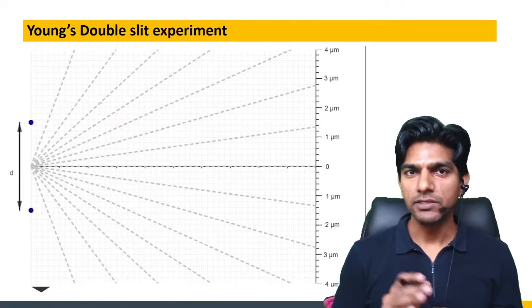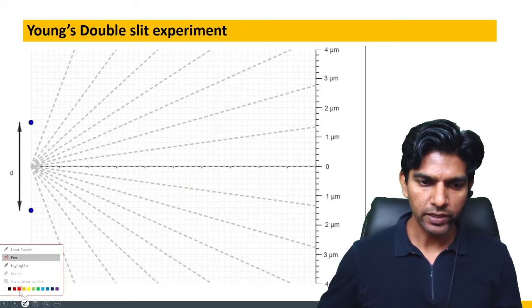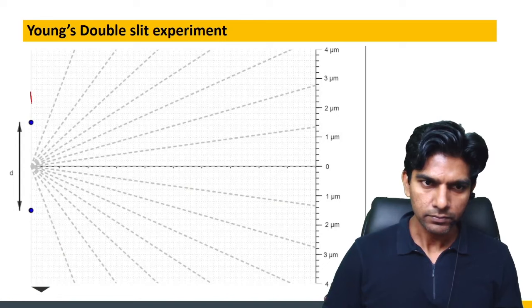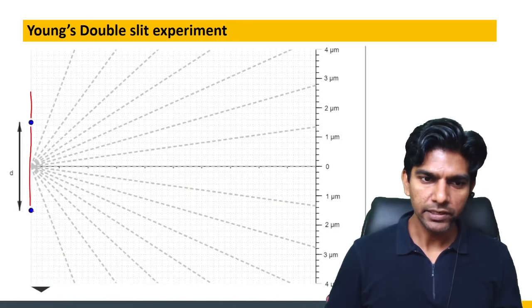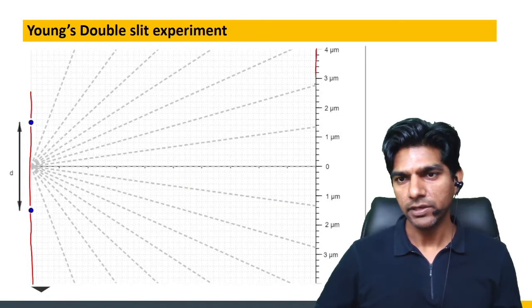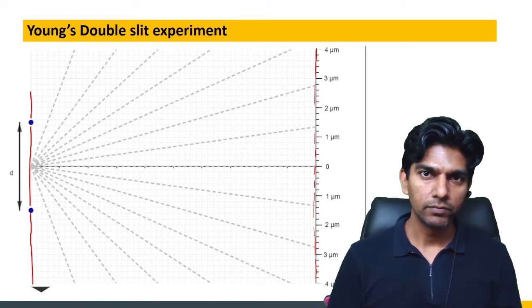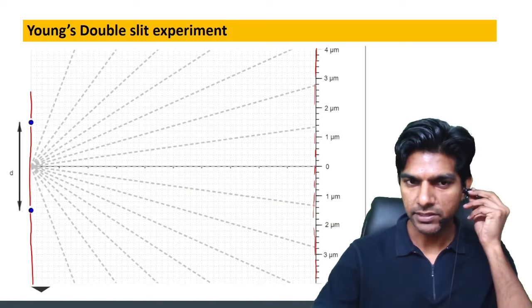Right. So let us see what is Young's double slit experiment. So in Young's double slit, let us say here we have two slits. Now these two slits are acting as two coherent sources. And here we have a screen, right? So we're going to study the sustained interference pattern on the screen by these two coherent sources. Let us see what happens.